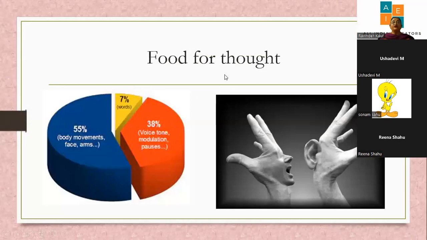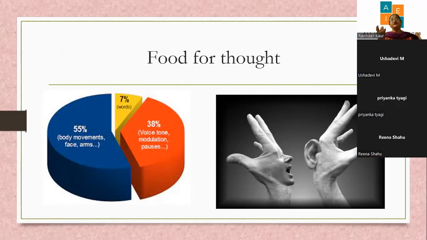Now, after this food for thought, what should we think? First is words, 7 percent, and body movements, 55 percent. How do we speak? Our body movements are very, very important. The way we stand, our posture, our looks, they convey what we want to say, and in which mood we are. Our students quickly guess how the teacher is feeling today, isn't it? And with the person we have on a voice call.